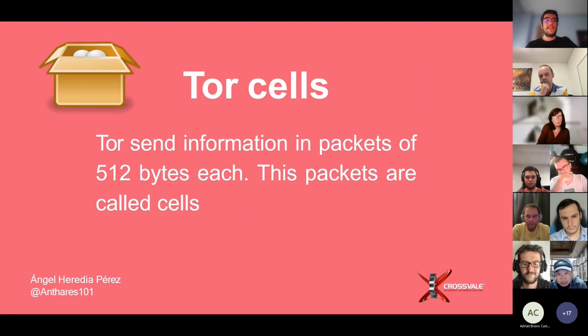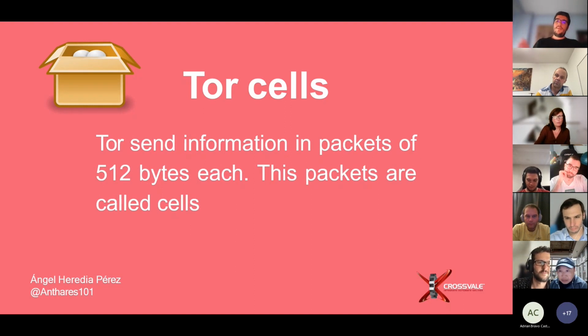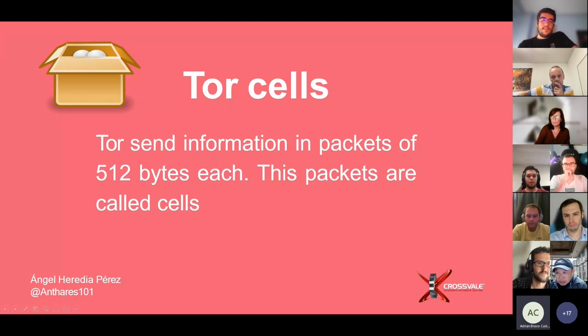Then Tor cells. The information is sent across the Tor network in units called cells. These cells are about 512 bytes each. Basically, this helps the network to avoid network analysis procedures from uncovering users, since all the packets look the same. So it's like a really crowded street, so it's hard to find anyone there.